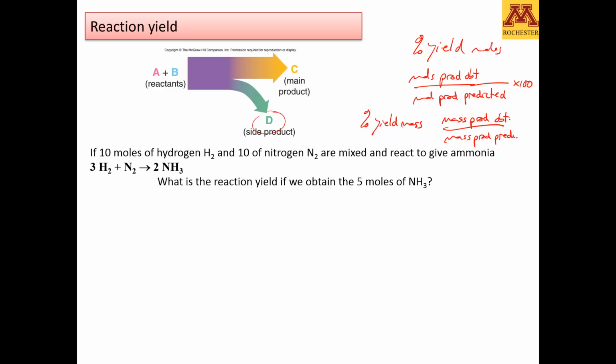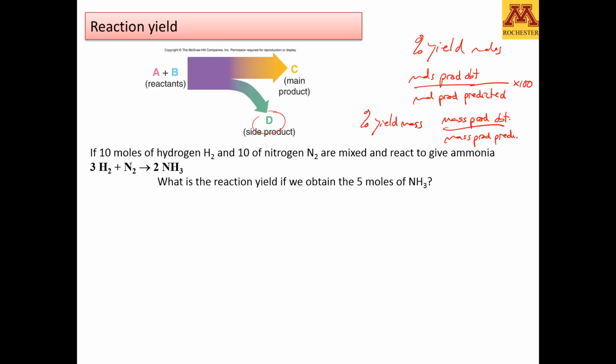So let's just run an example to see how we can calculate yields. In this case, it's the same reaction, but careful now, we are mixing equal amounts of moles, not grams as in the previous example. We are mixing 10 moles of hydrogen and 10 moles of nitrogen, and it's asking what the reaction yield is if we obtain 5 moles of ammonia.